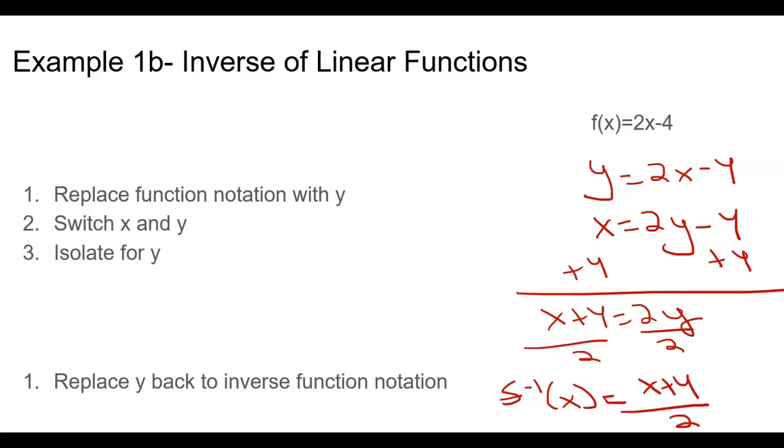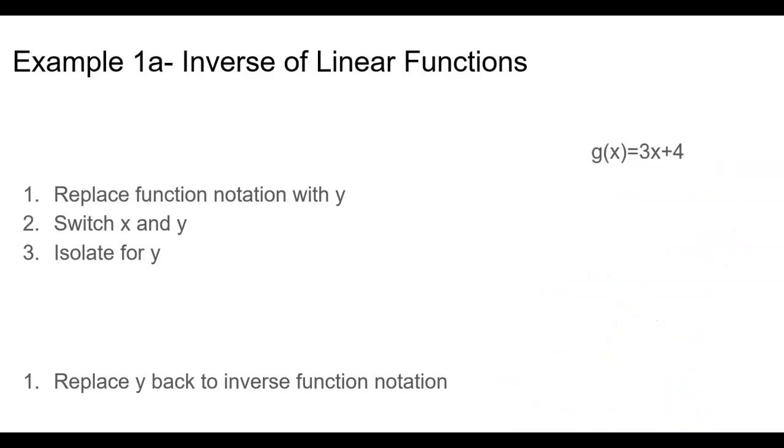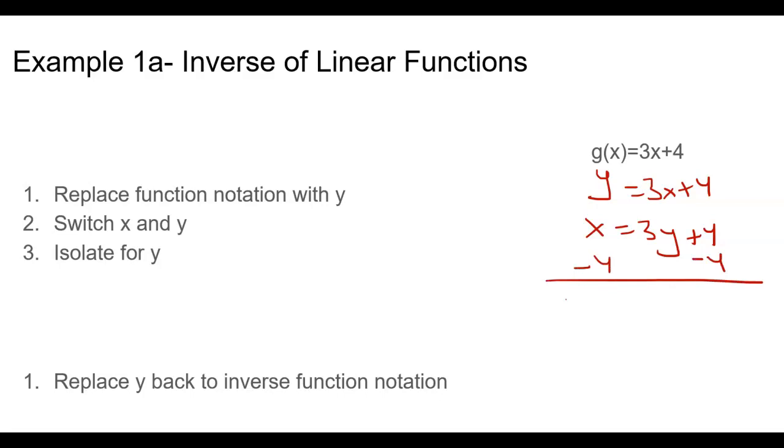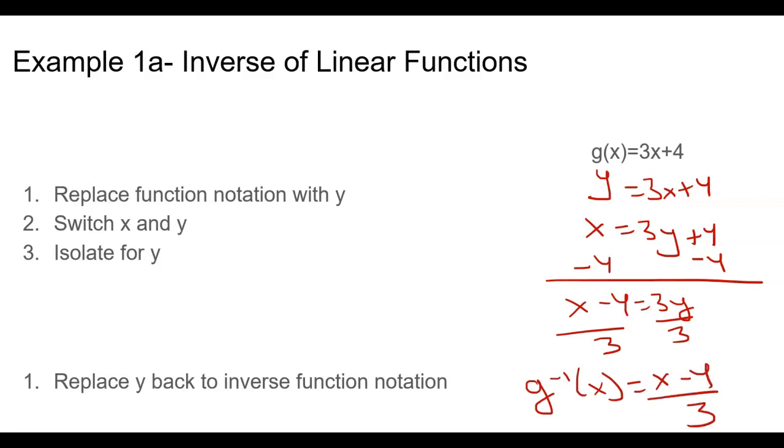So we're going to try another linear one with these same steps. So I replace my g with y. I switch my x and my y. And now I do normal operations to isolate my y. And now I go back, I started with a g, so now I have my g inverse of x equals x minus 4 over 3.